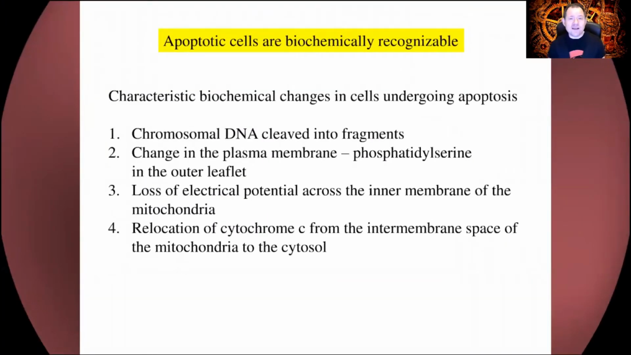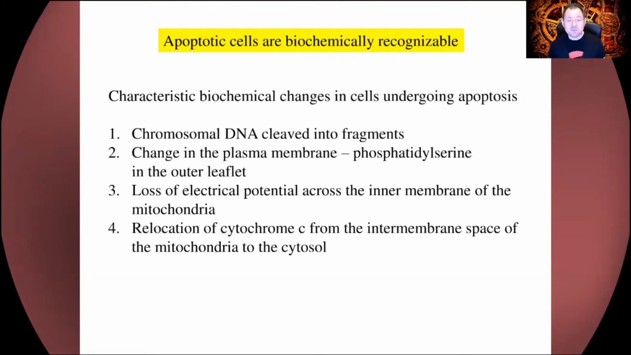So first of all, how do we recognize apoptotic cells as opposed to cells that have died or are dying by some other mechanism? Well, there are certain characteristic biochemical changes in cells that undergo apoptosis. First of all, during apoptosis, you get chromosomal DNA cleaved into fragments, which basically means certain enzymes chop the DNA in the cells up into even pieces. You don't get that with a form of cell death such as necrosis, for example. So it's something that is very specific to apoptosis.